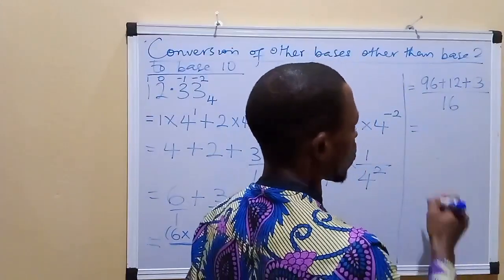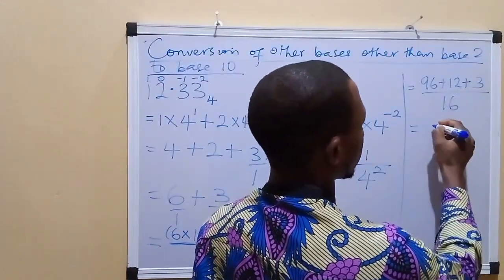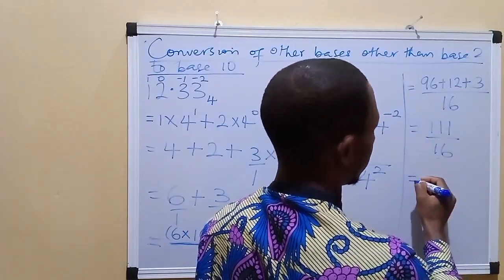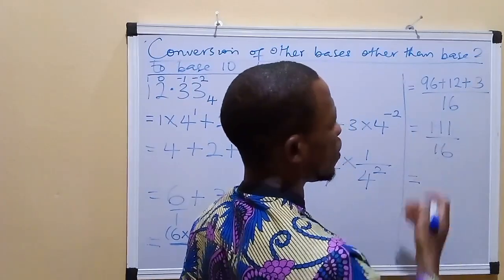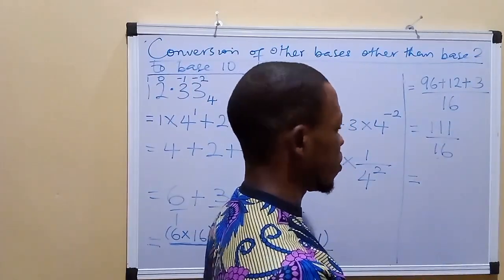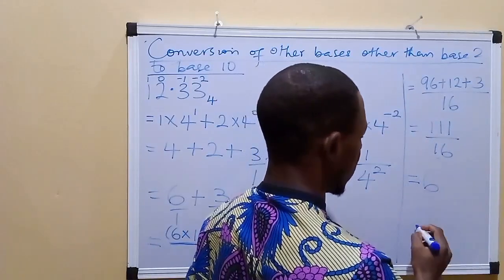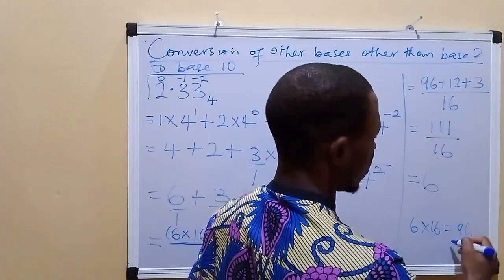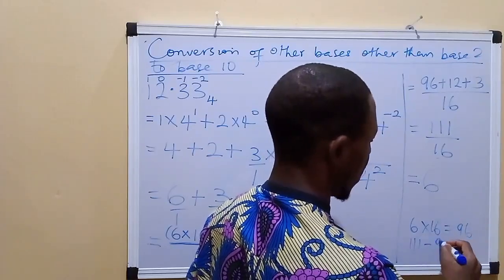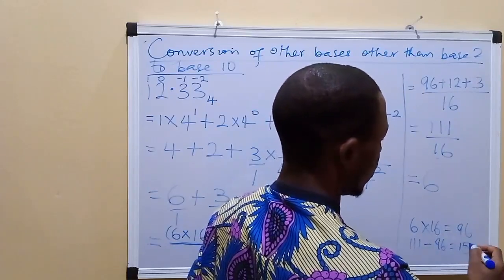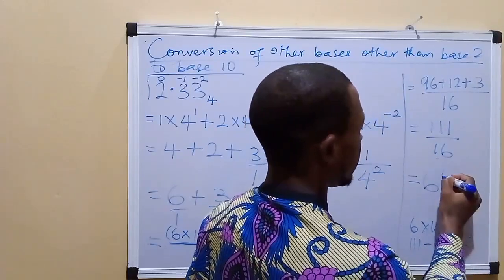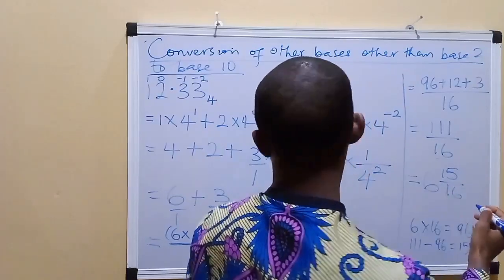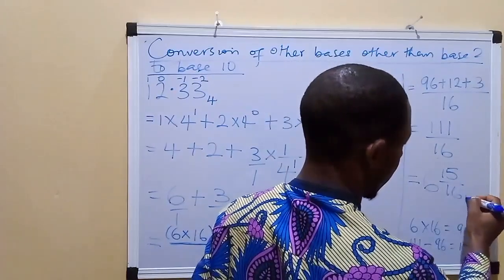96 plus 12 gives us 108. Plus 3 gives us 111, all over 16. Now 111 divided by 16 is going to give us 6. That is 6 times 16 will give us 96. And 111 minus 96 gives us 15. So we have a remainder of 15. So we have 15 all over 16. Now this is in base 10.